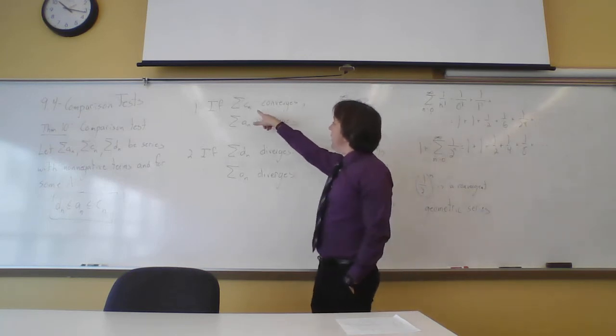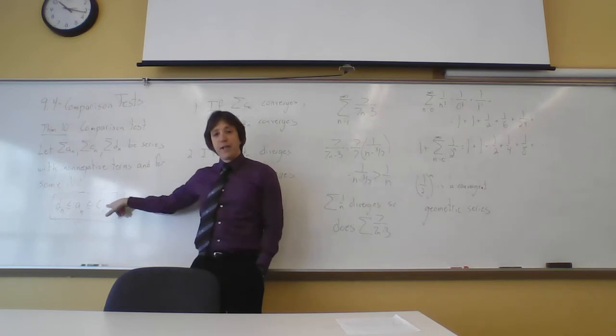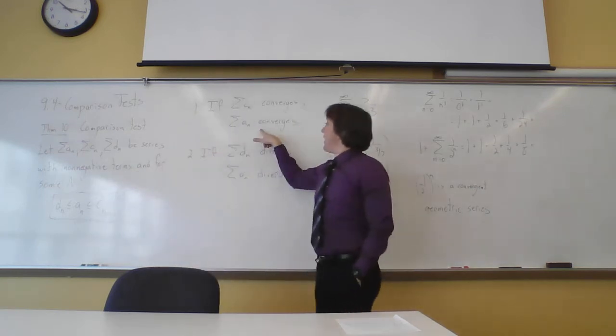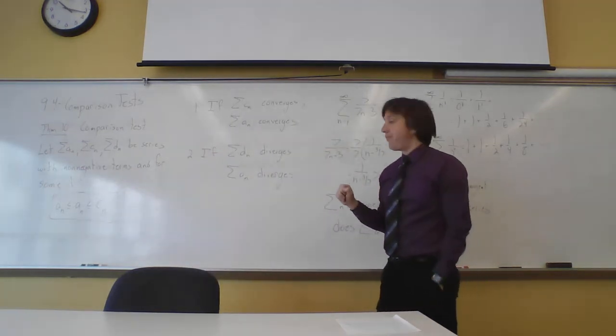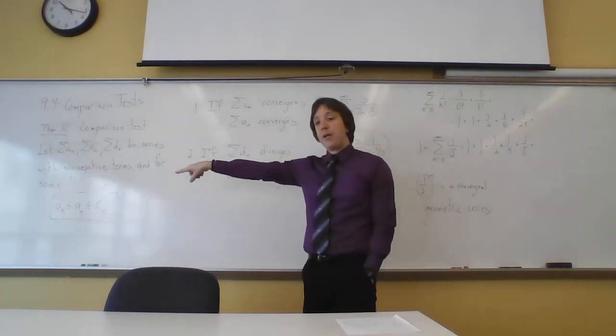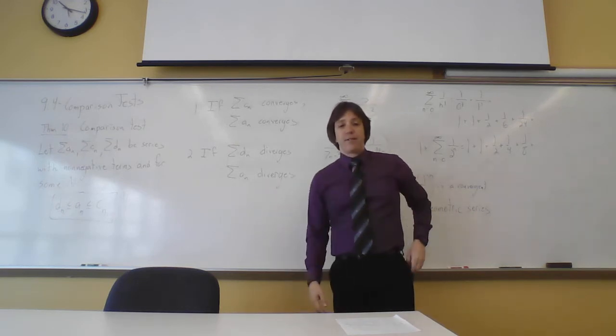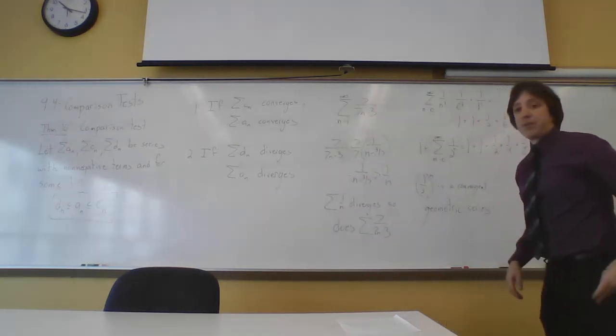Basically, if the sum of the C_n's converges, since C is the biggest one, the sum of the A_n's also has to converge. And if the sum of the D_n's diverges, as the smallest one, if it's getting too big to add up, then the A sub n's also have to diverge. So I have a couple of examples here.